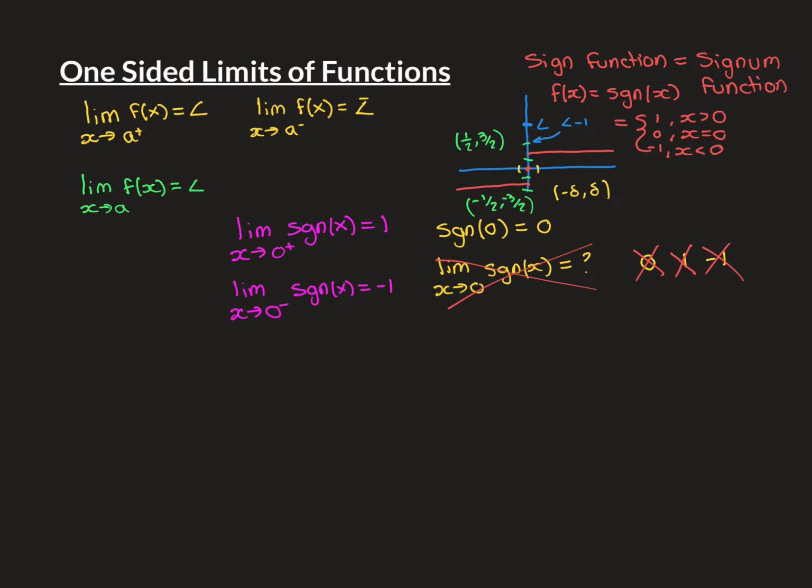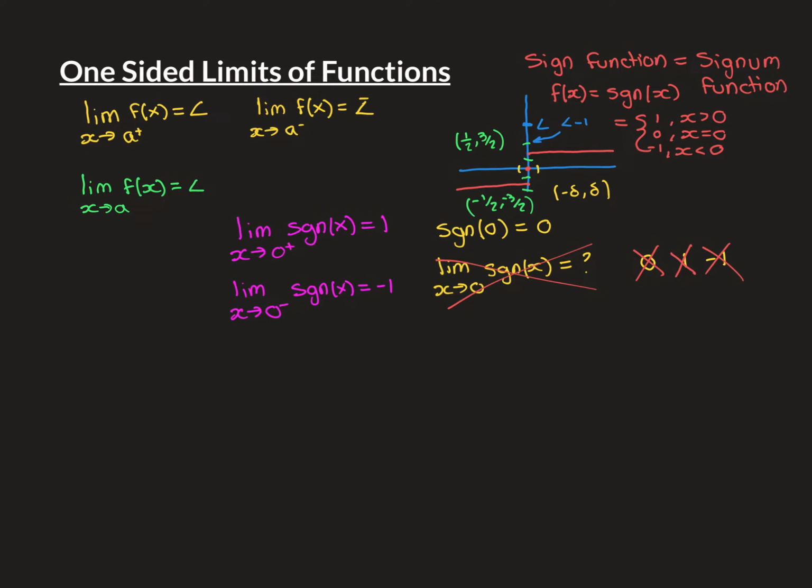So even though this function doesn't have an overall limit as x approaches 0, it does have a right-hand limit as x approaches 0 and a left-hand limit as x approaches 0. So the right-hand limit of the function as x approaches 0 is equal to 1, and the left-hand limit of the function as x approaches 0 is equal to negative 1.